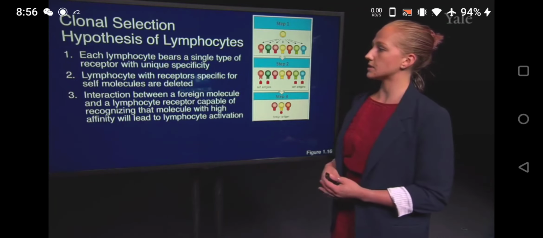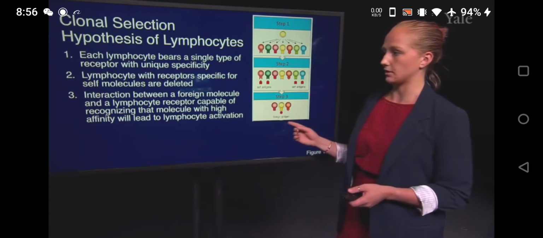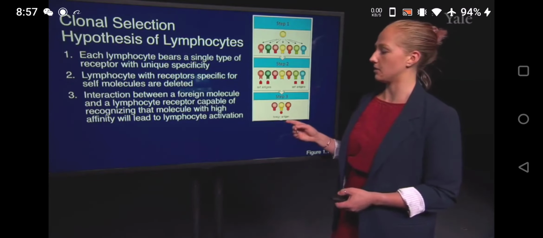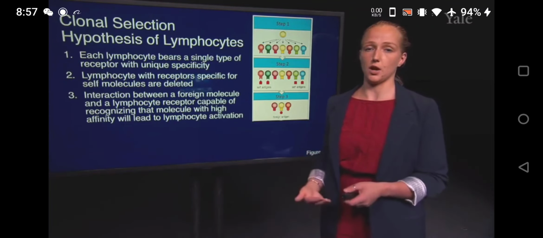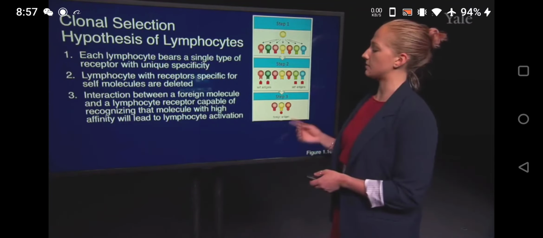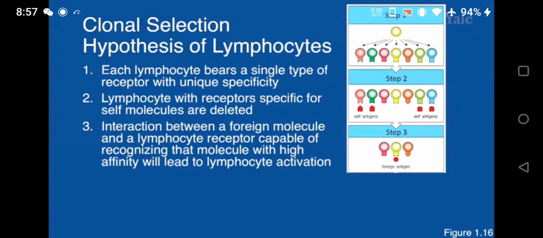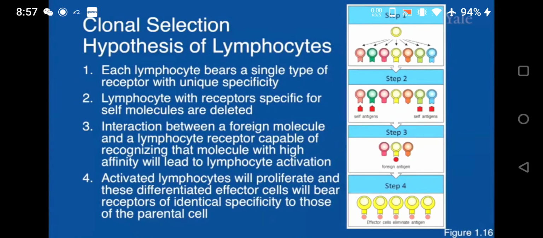Now, when there is an interaction between said foreign molecule or foreign antigen and the lymphocyte receptor for which it's specific, this will lead to the activation of that specific lymphocyte. So, for example, in this example, the yellow cell that is specific for the circular antigen here will be activated, and then this activated lymphocyte will subsequently proliferate and differentiate into what's called an effector cell. So this is a highly active functional cell, which will bear receptors of identical specificity to those of the parental cell.